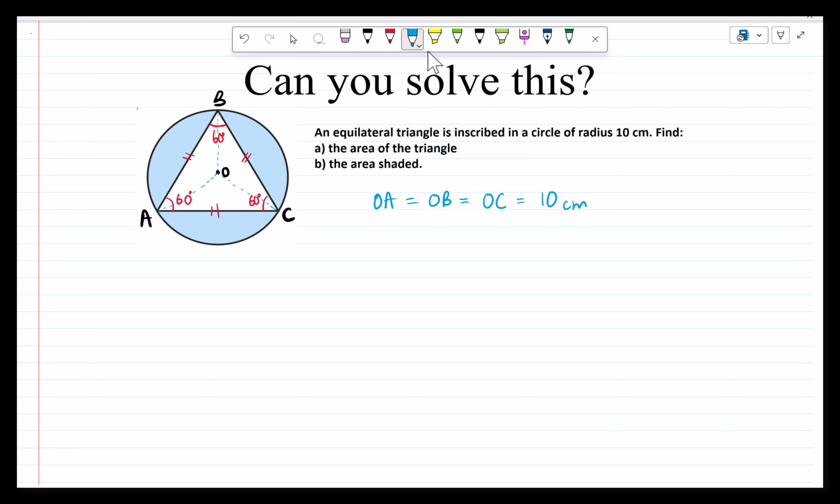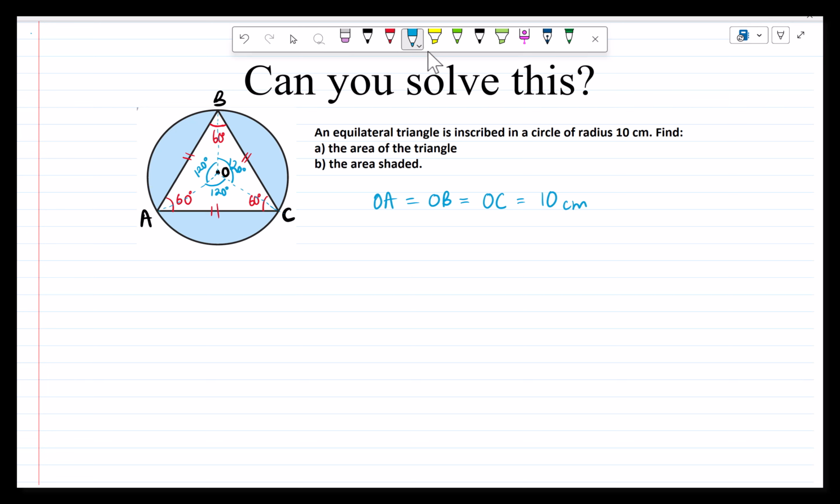Now, if we look at this, we have three angles at the center: angle 1, angle 2, and lastly, angle 3. These three angles add up to 360, and because they are equal, they are each 120 degrees. So we have 120 degrees for AOC as well.